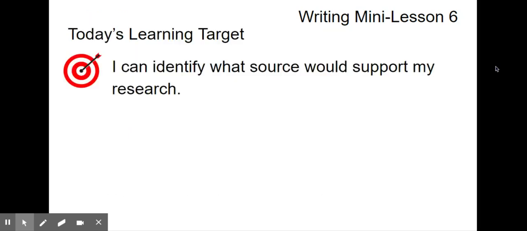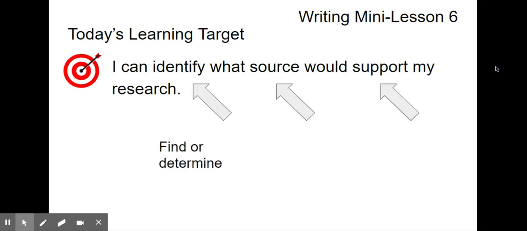Today, our learning target is: I can identify what source would support my research. I want to look more closely at the words identify, source, and research. When we're identifying, we're finding or determining. When I'm asking for a source, I'm asking, where did your information come from? Was it a book? Was it an article?